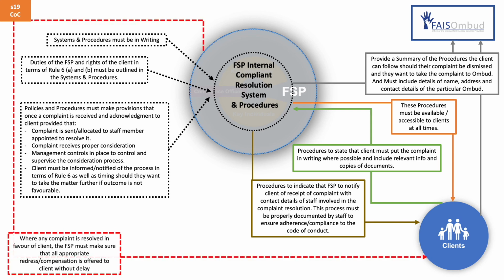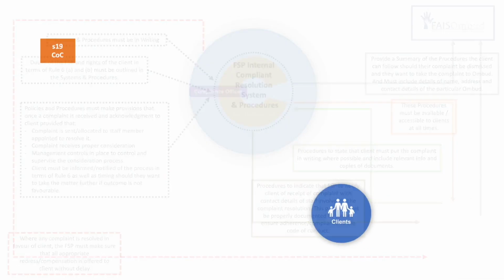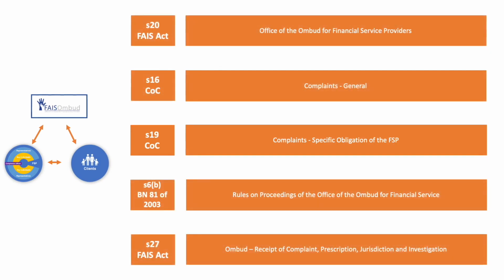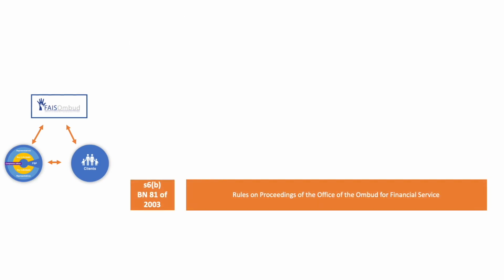Where any complaint is resolved in favor of the client, the FSP must make sure that all appropriate redress and compensation is offered to the client without delay. Let's now focus on Section 6B of Board Notice 81 of 2003, which is basically the rules on proceedings of the FAIS Ombud.